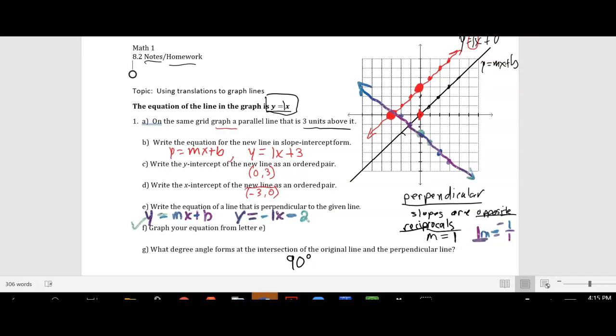If we had our protractor, when we were going through our protractor days, and put that right here, we would see that we have a nice 90-degree angle. And the reason we would know that without even having to use our protractor is that our slopes are opposite reciprocals of each other.